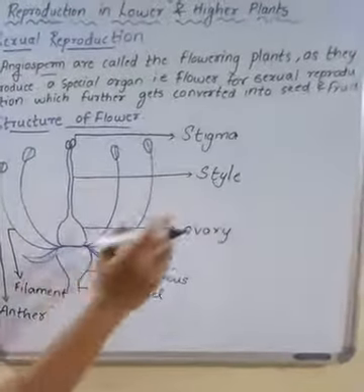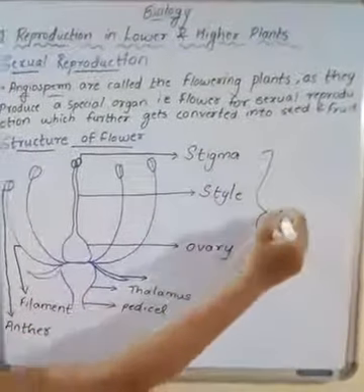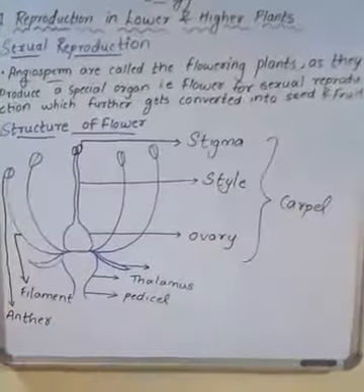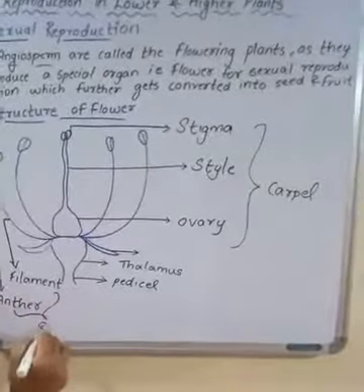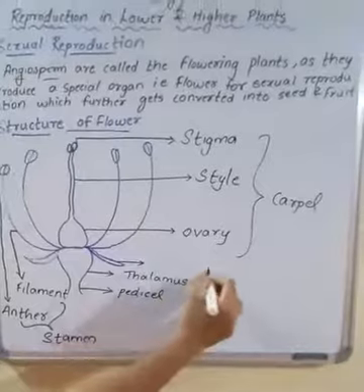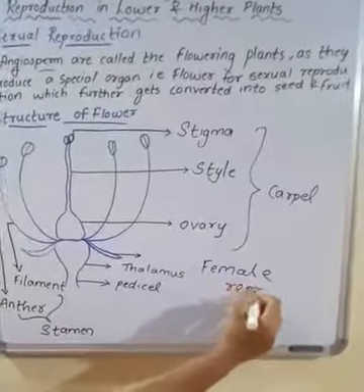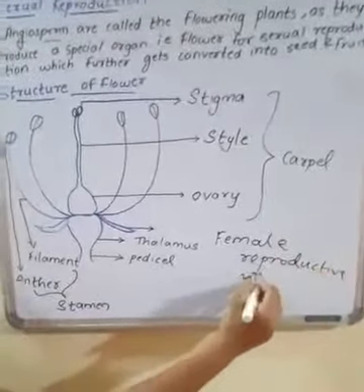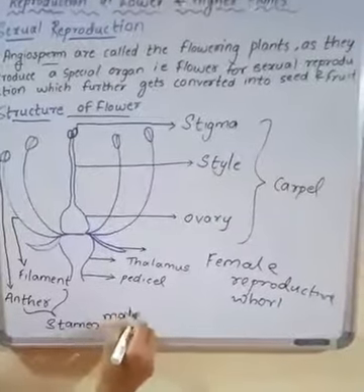Now the stigma, style and ovary together are called the carpel. What do we call them? We call them the carpel, and the filament and anther together are called the stamen. The carpel is the female reproductive part, and the stamen is the male reproductive part.